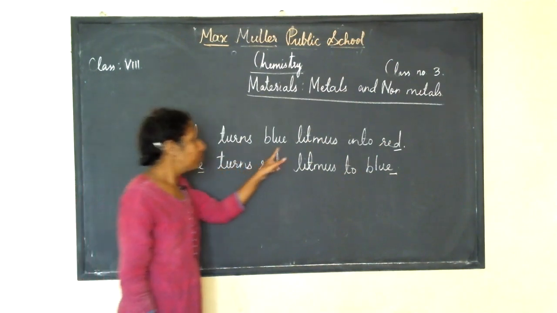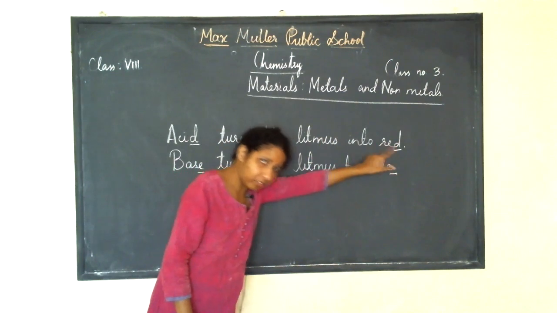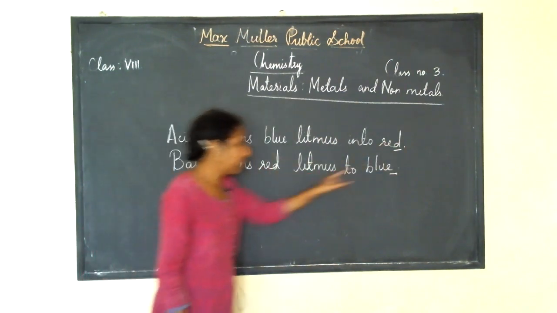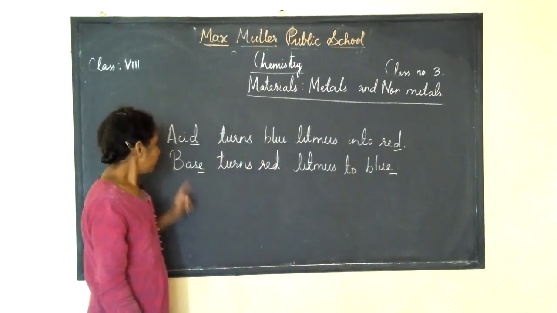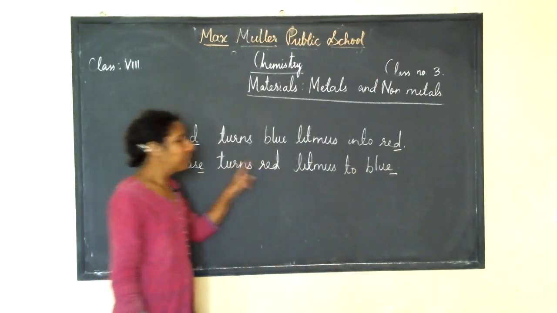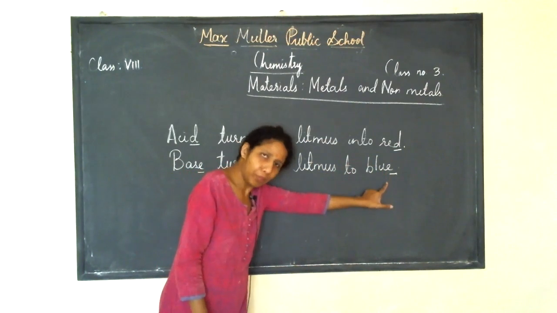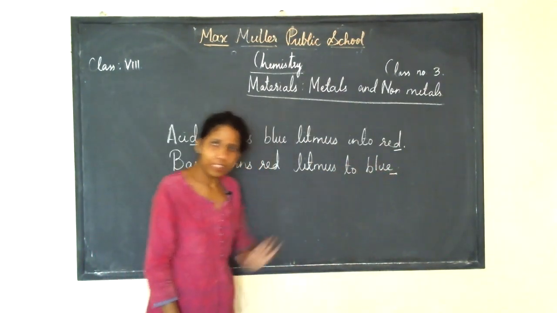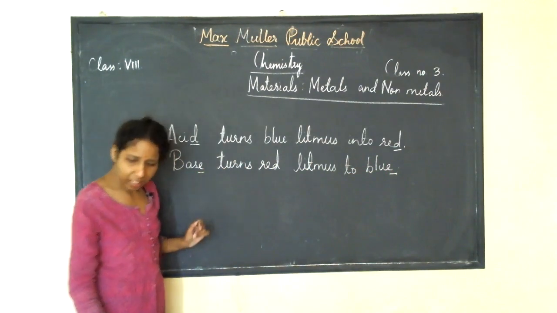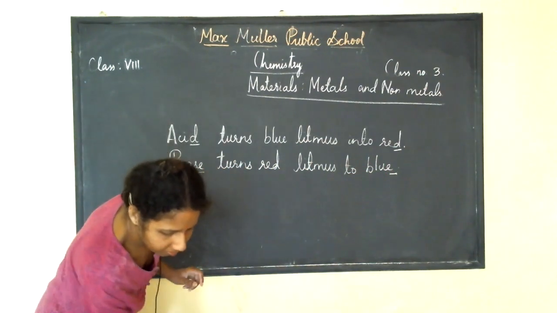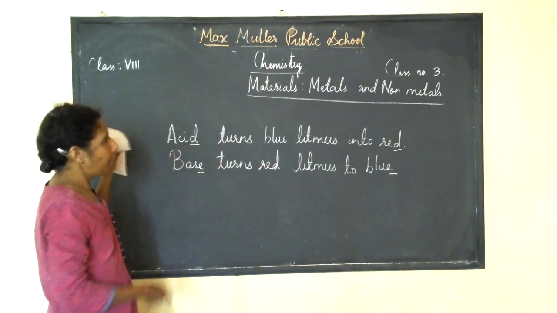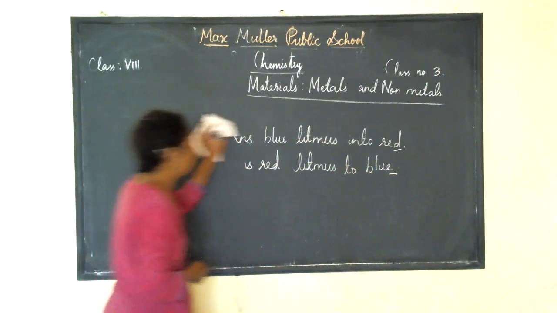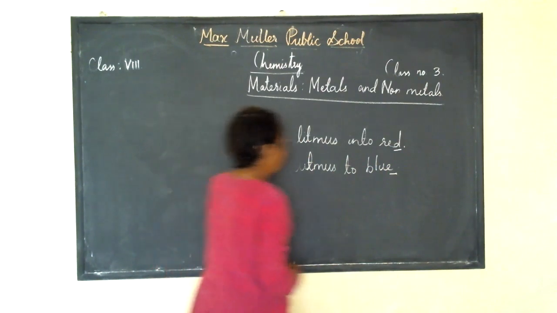Acid turns blue litmus into red. How do you remember? D. Acid, D. Red, D. Base turns red litmus into blue. Base E, blue E. Did you people get it? Okay, this is how you should remember. Now we come back. I hope you people copy down and mark it important.